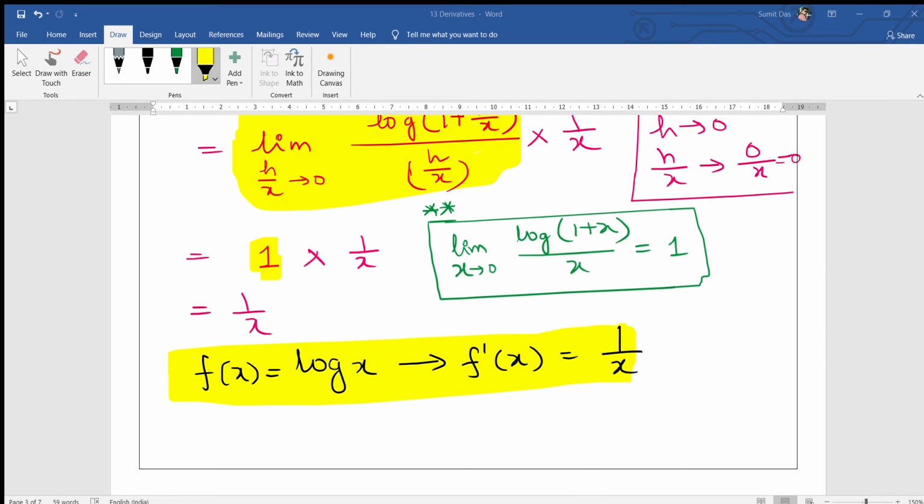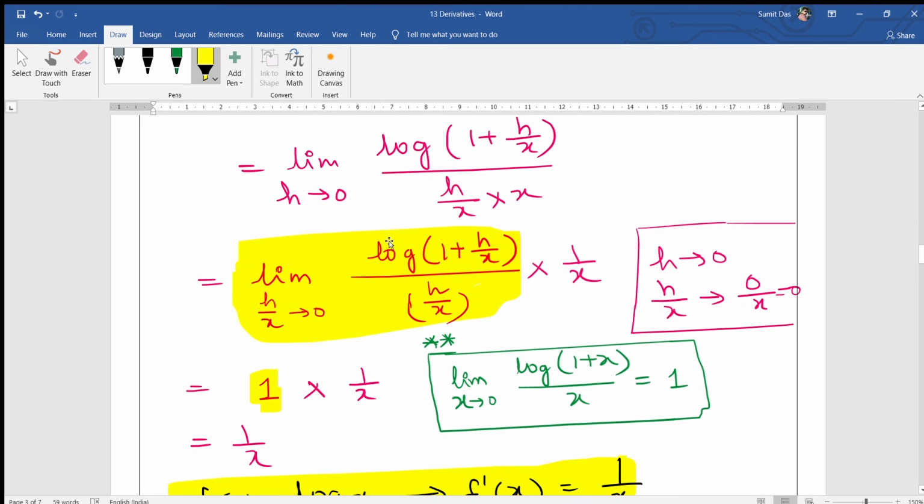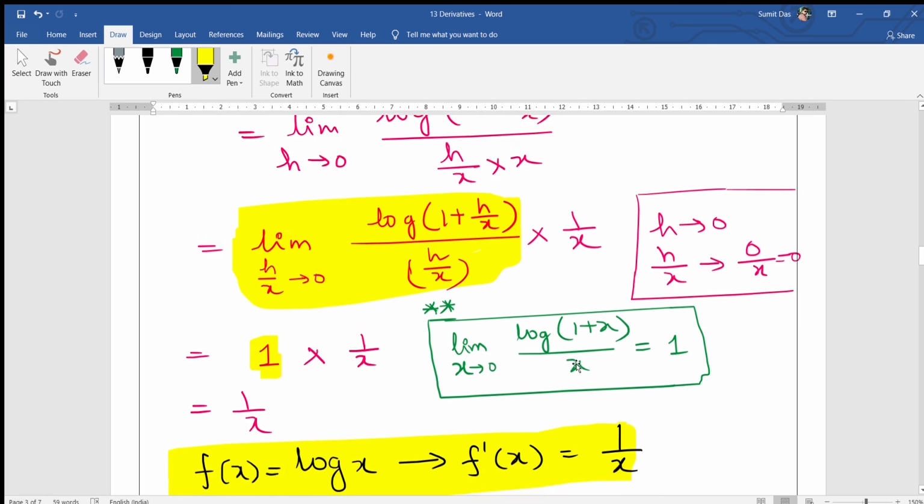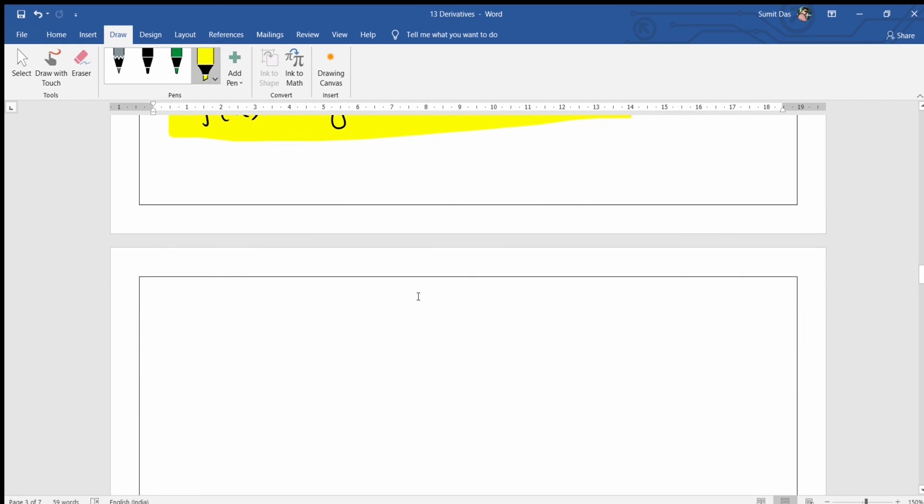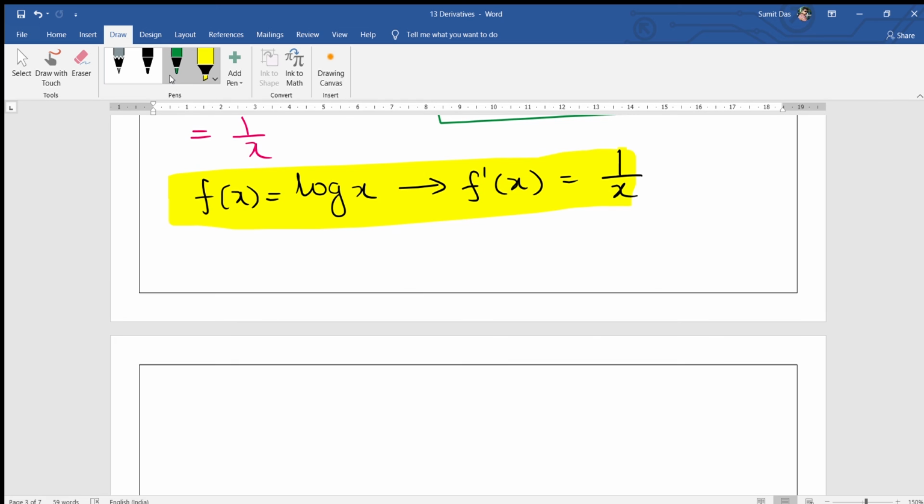Is there any doubt regarding this log x portion? You may have a little confusion, and you can clear it with this formula. Let's do some other question also. Let's do some derivative. This will be good. Sin x. If in doubt, let me know. Otherwise, I'm going to the next question.